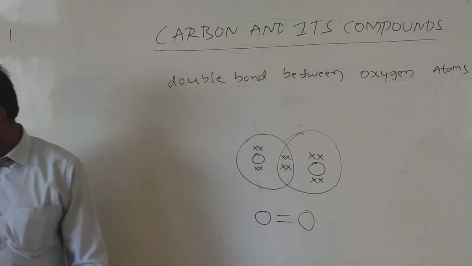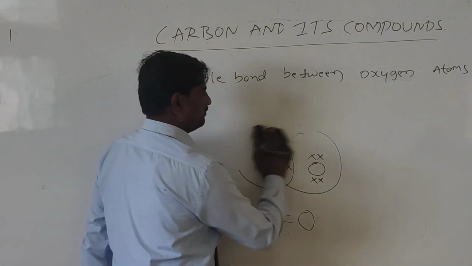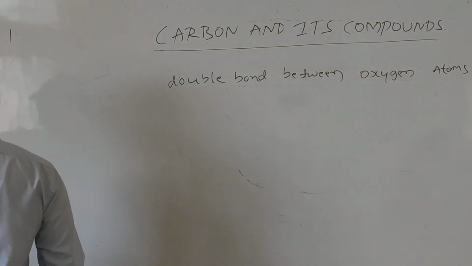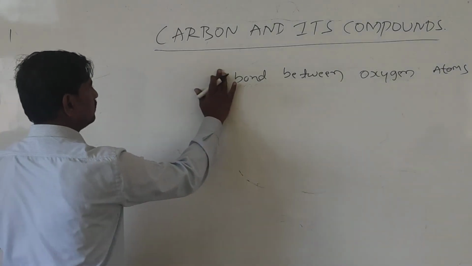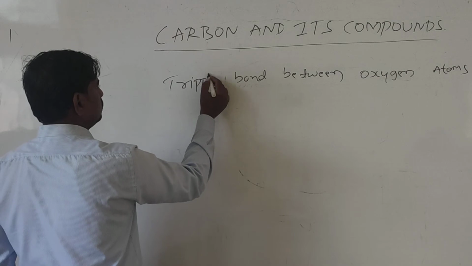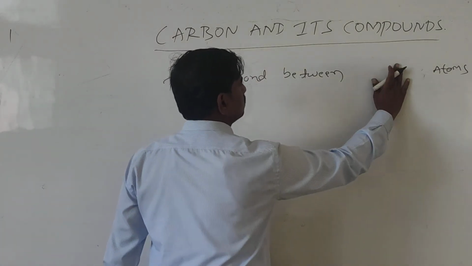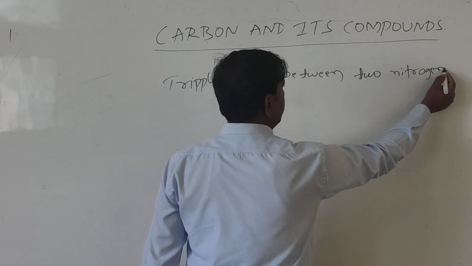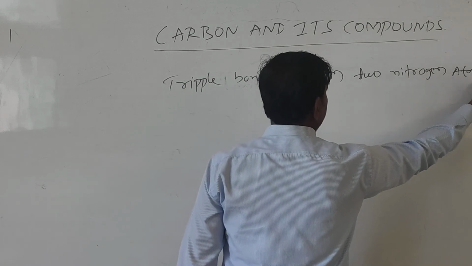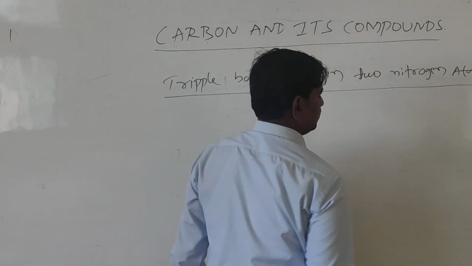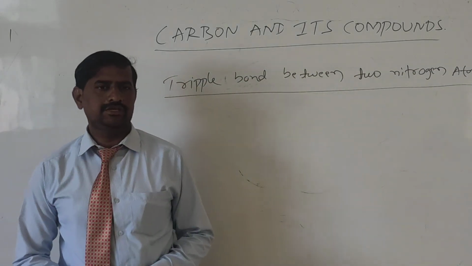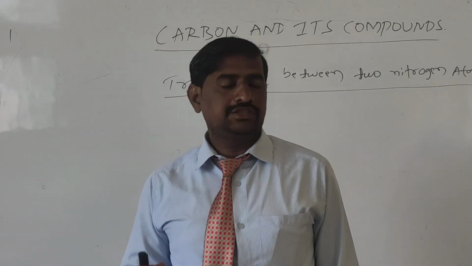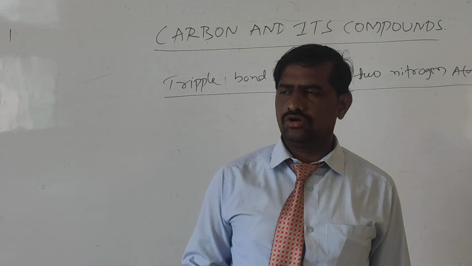And next, the triple bond between two nitrogen atoms. One pair of electrons sharing means a single bond. Two pairs of electrons sharing means a double bond. If 3 pairs of electrons are sharing, then it is called a triple bond.